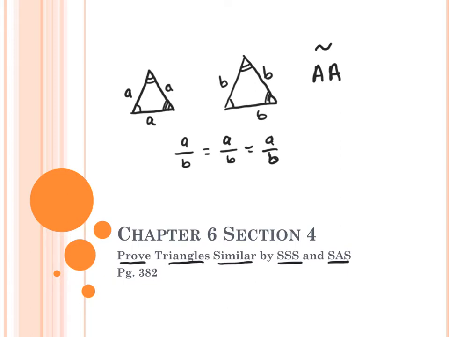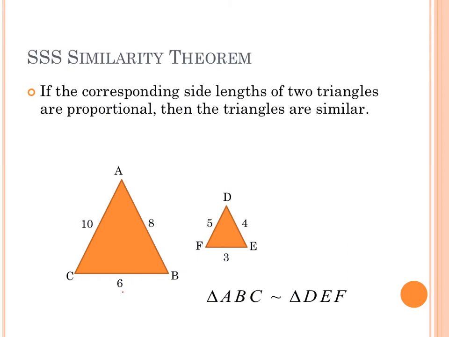So what we're going to add on today is that we can also use SSS and SAS to prove that two triangles are similar. So that's what we're going to do in today's slides. Okay, so the first one we're going to look at is the SSS similarity theorem. Obviously SSS is side, side, side. And it says if the corresponding side lengths of two triangles are proportional, then the triangles are similar.